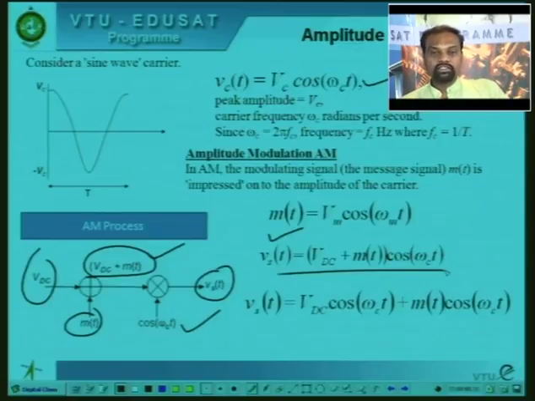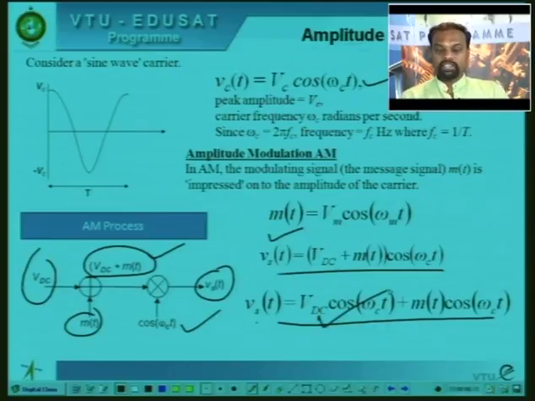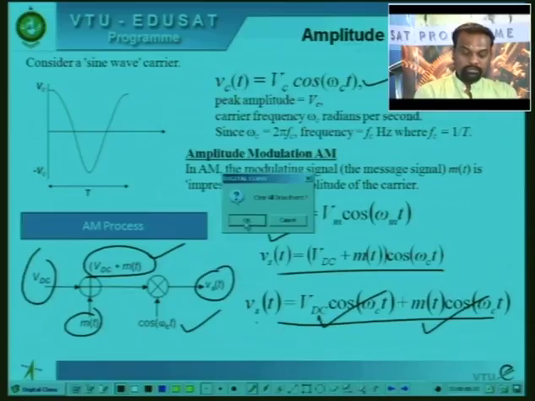Once you expand this, it is Vs of t equal to VDC into cos of omega ct plus m of t cos of omega ct. So there are two terms in your amplitude modulation signal. What are the two terms? The first term is VDC cos of omega ct, and the second term is m of t cos of omega ct. This is the second term that we come across in the amplitude modulated signal.